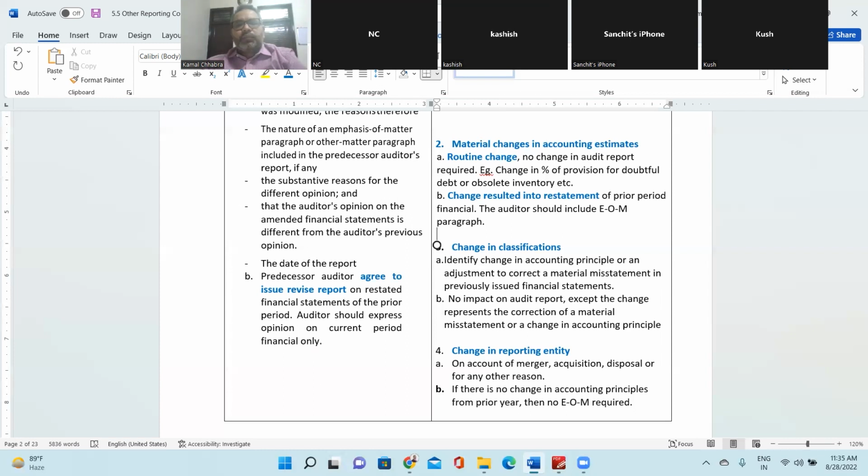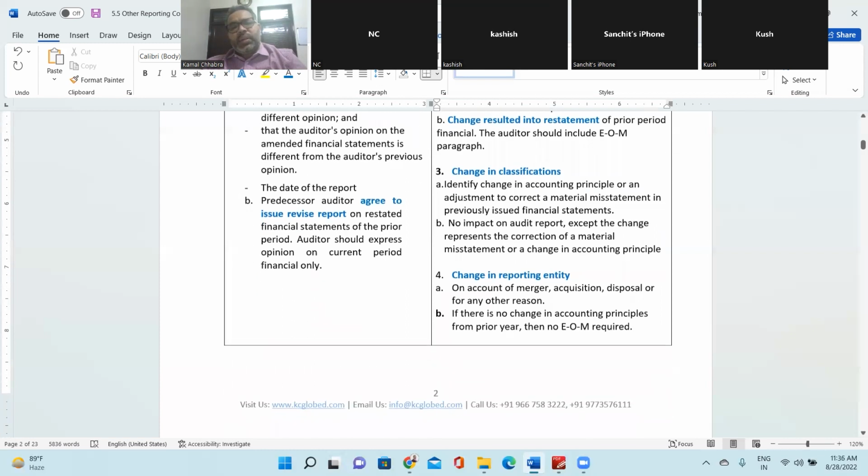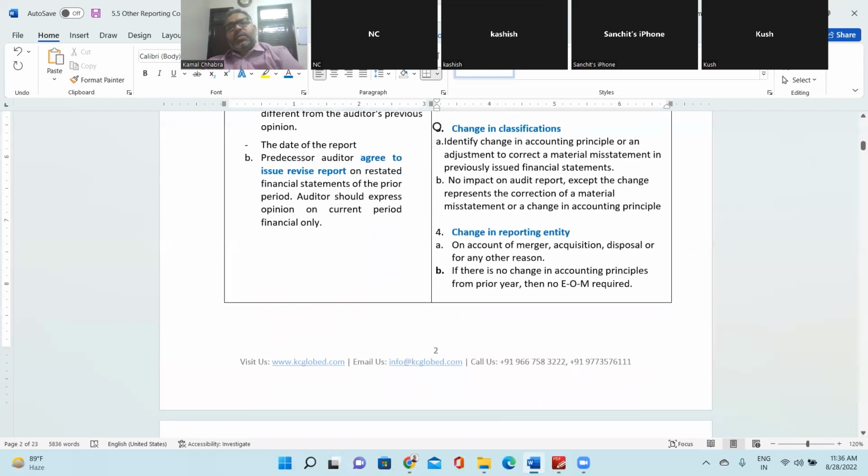Third one is change in classification. Change in classification identifies a change in accounting principle or an adjustment to correct a material misstatement in a previously issued financial statement. So there is no impact on the audit report except for the change in the presentation, the correction of the material misstatement or change in accounting principle, which we have discussed in point number 1 above.